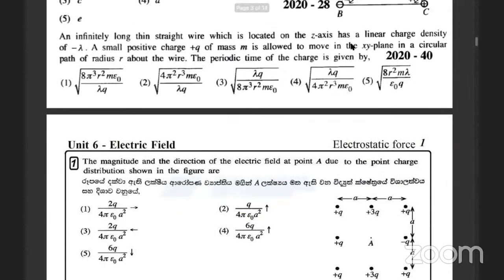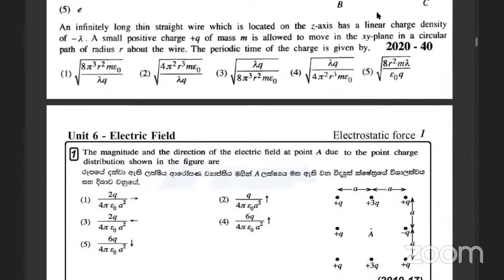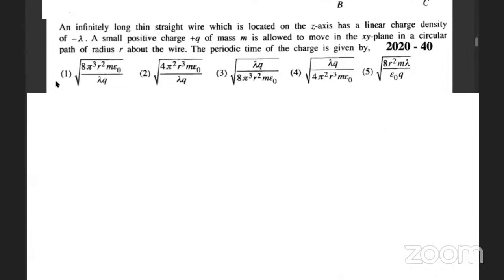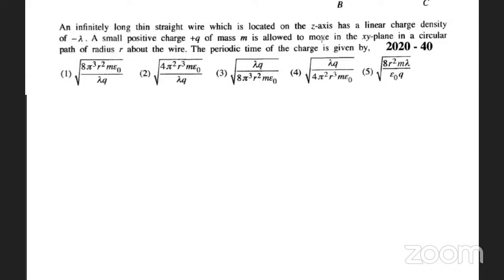Okay, well then we are moving on to the 40th MCQ from year 20. An infinitely long thin straight wire which is located on the z-axis has a linear charge density of minus lambda. Linear charge density. Hope you guys can remember. We learned about this when we learned about electric field intensity around different charged objects.